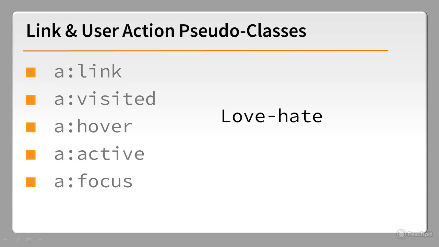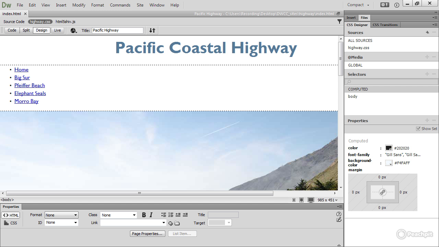Well, that's the theory. Let's put it into practice in the Pacific Highway case study. There's a copy of the necessary files in the folder for this lesson in the Using Text and Images as Links folder in the course assets.